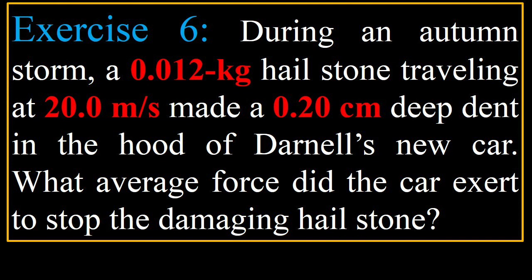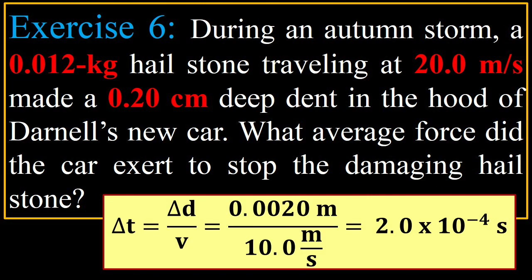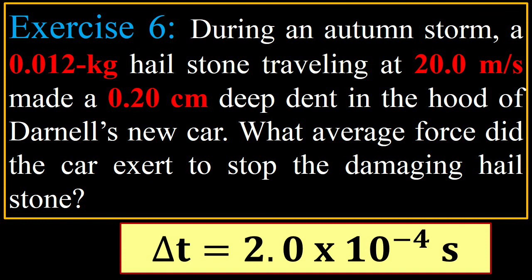Well, you know what the distance is: 0.20 centimeters, or 0.0020 meters. You know what the average velocity is, because this equation is, remember, for average velocity. Remember that back in September, and that's 10 meters per second. Not 20, it's 10, that's the average. And then the time is going to be 2 times 10 to the negative 4th seconds. So you see that the duration of the collision is very, very small.